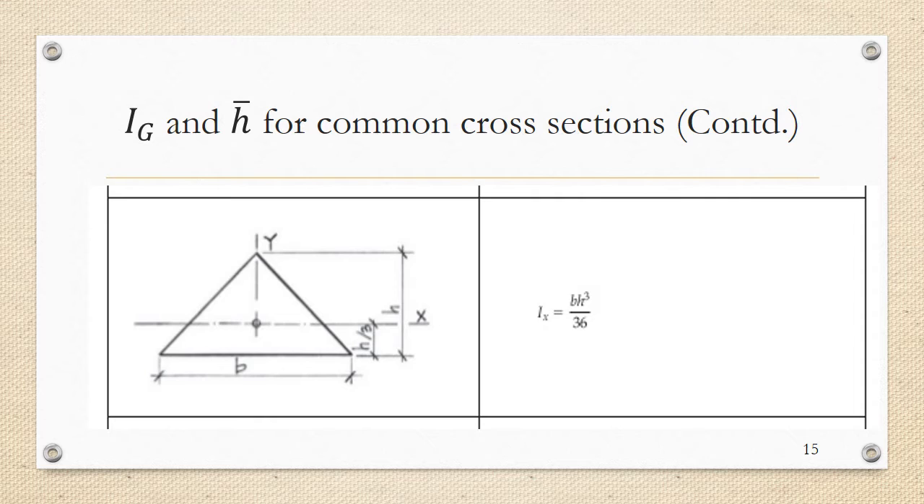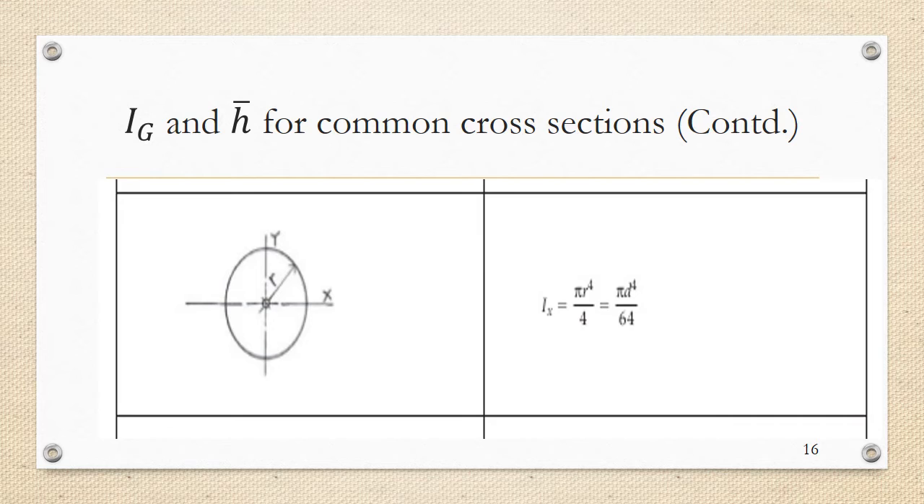Another common shape is a triangle. This is an isosceles triangle of base b and height h. The IGx value for an isosceles triangle is b h cube by 36, and the centroid occurs at a height of h by 3 from the base of the triangle.